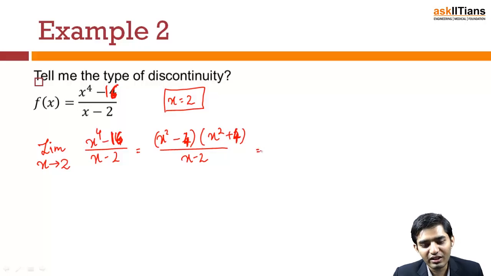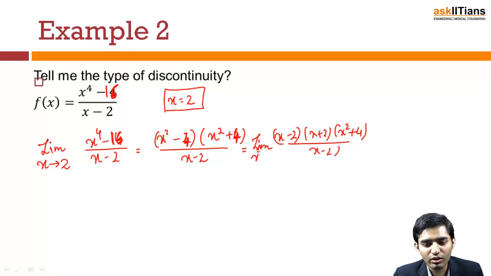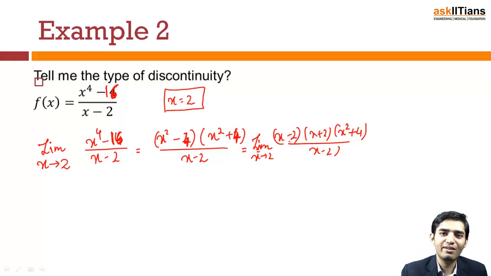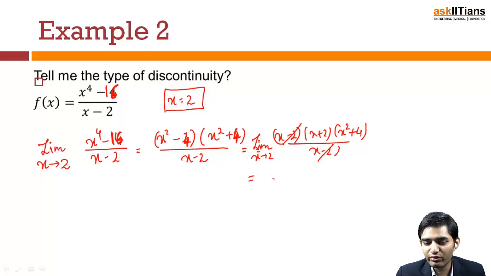So again if you factorize, x minus 2 will get cancelled: (x minus 2)(x plus 2)(x square plus 4) divided by (x minus 2). And what is the limit? The limit is x tending to 2. If x is tending to 2, that means x is never equal to 2, so this thing will get cancelled. And what will be the limit? The limit will be (2 plus 2) into (2 square plus 4).